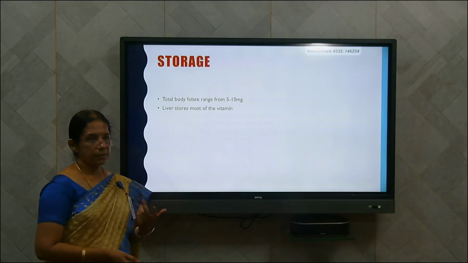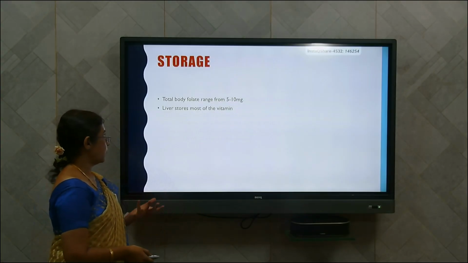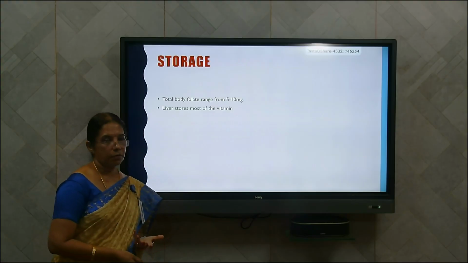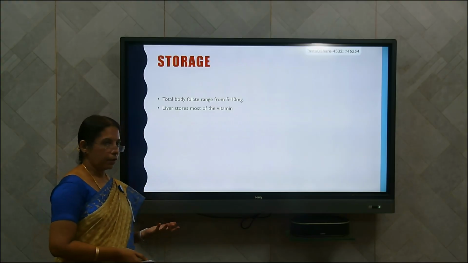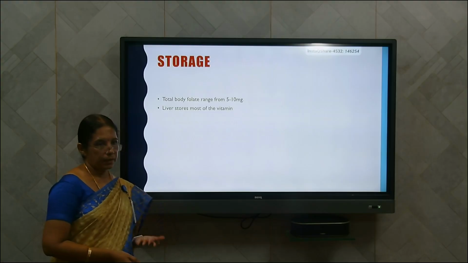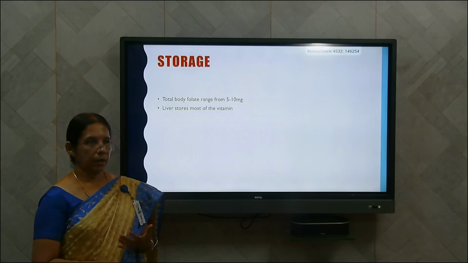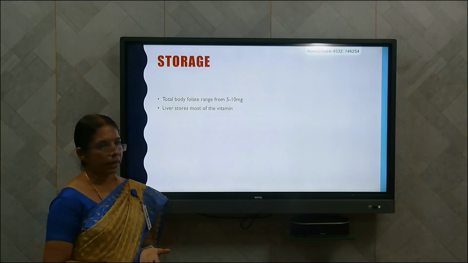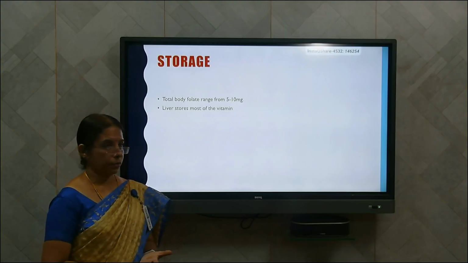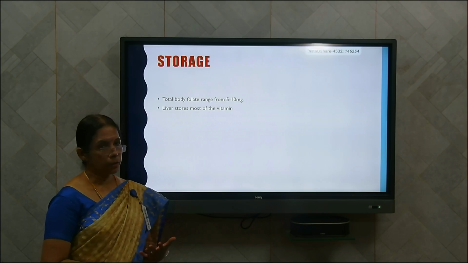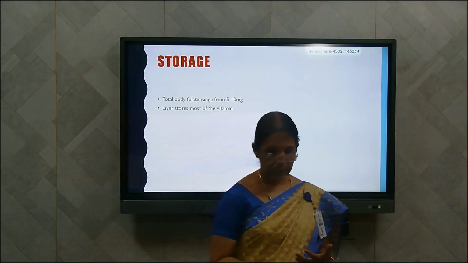The folate is mainly stored in the liver, as I said, and the total body folate ranges from about 5 to 10 milligrams, and human beings usually excrete about 9 micrograms in the urine, and about 200 micrograms are excreted in the feces.